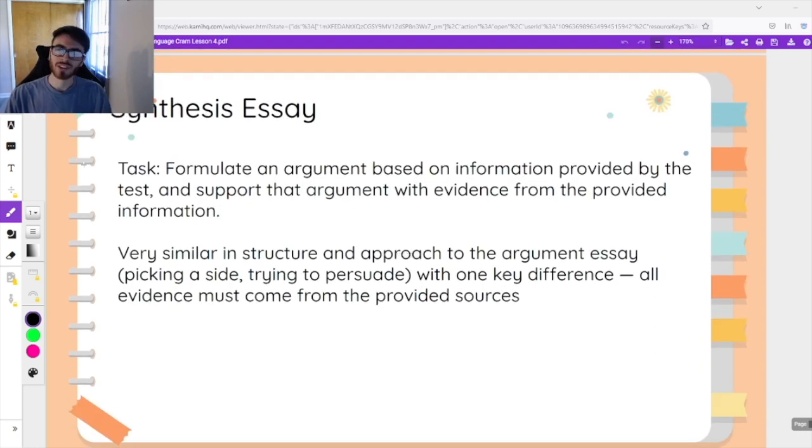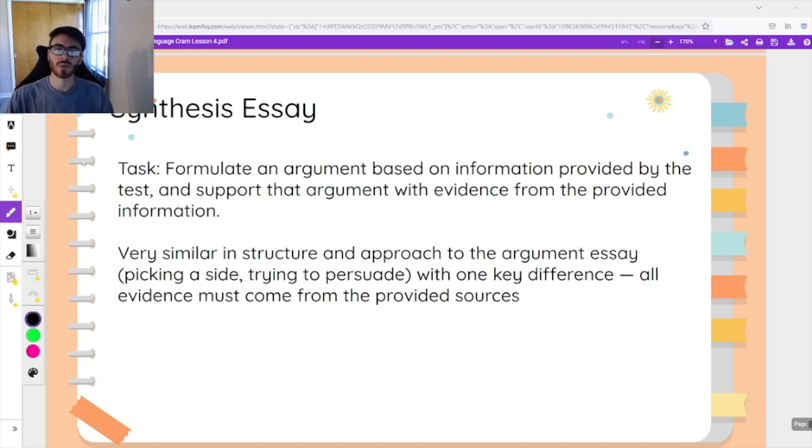So, like I mentioned, the synthesis essay is similar to the argument essay. You are still trying to formulate an argument. However, you're not formulating your own argument. You are creating an argument based on information provided by the test. And then once you've created that argument, you also have to support that argument with evidence from the information that's provided by the test. So everything that you write in the synthesis essay, I don't want to say comes from the sources, right? Because you do want to have your own voice. You don't want to just be copying from the sources. But the basis of your entire argument will come from the sources.